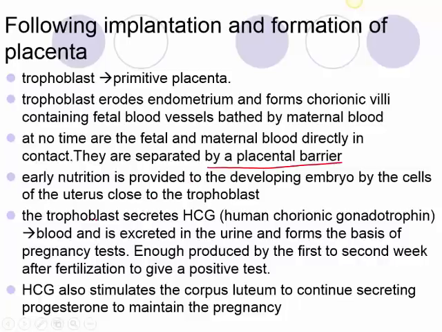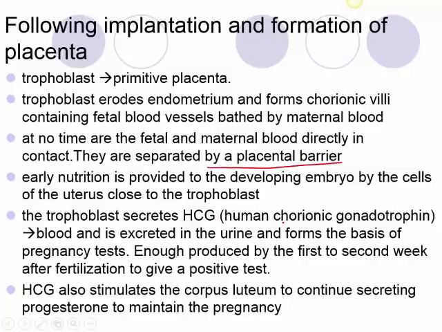This trophoblast also secretes a hormone called human chorionic gonadotrophin, which goes into the blood and is passed out in the urine, and this is the basis of pregnancy tests that you buy from the store and test on the urine. You pee on the stick and see if you're pregnant or not. Enough is produced by the first to second week after fertilization. So when you miss your first period, you can test to see whether you're pregnant, because enough is produced by that time.